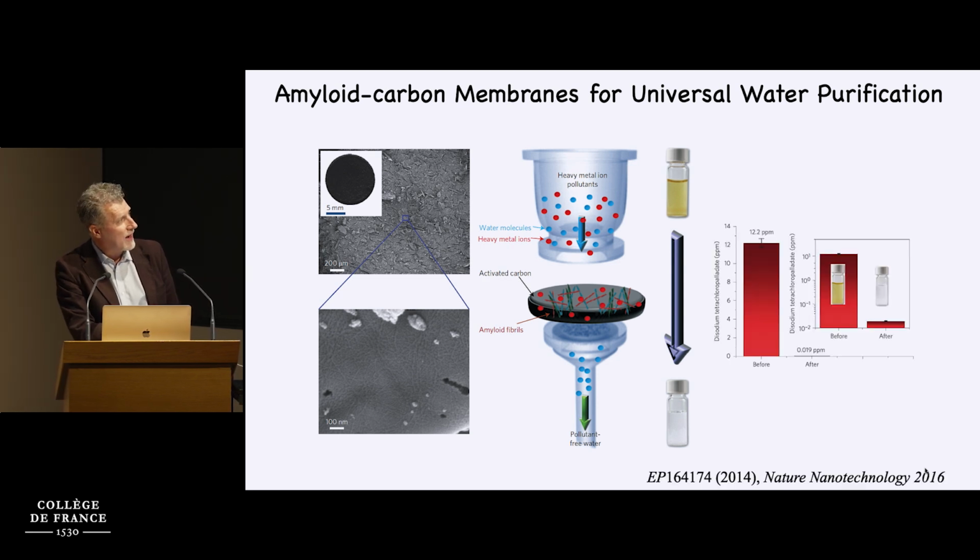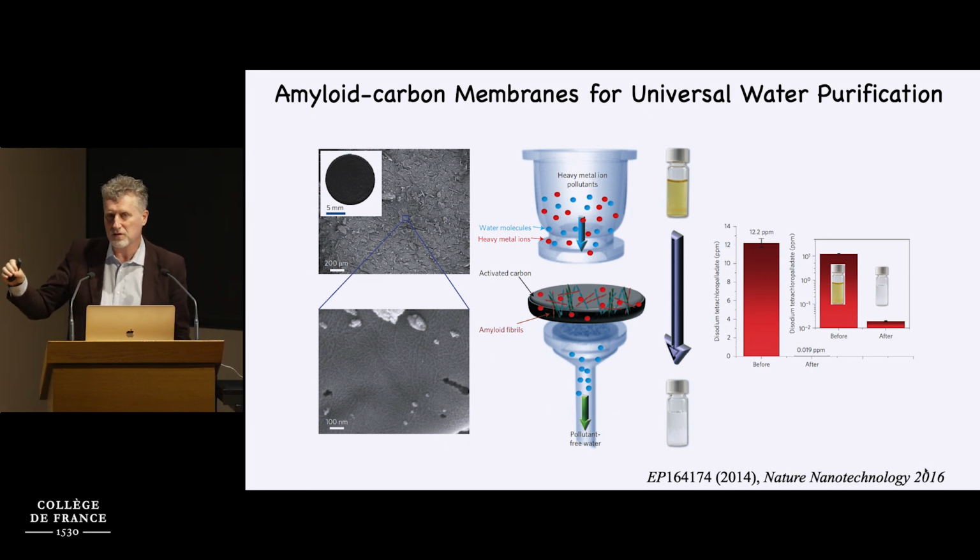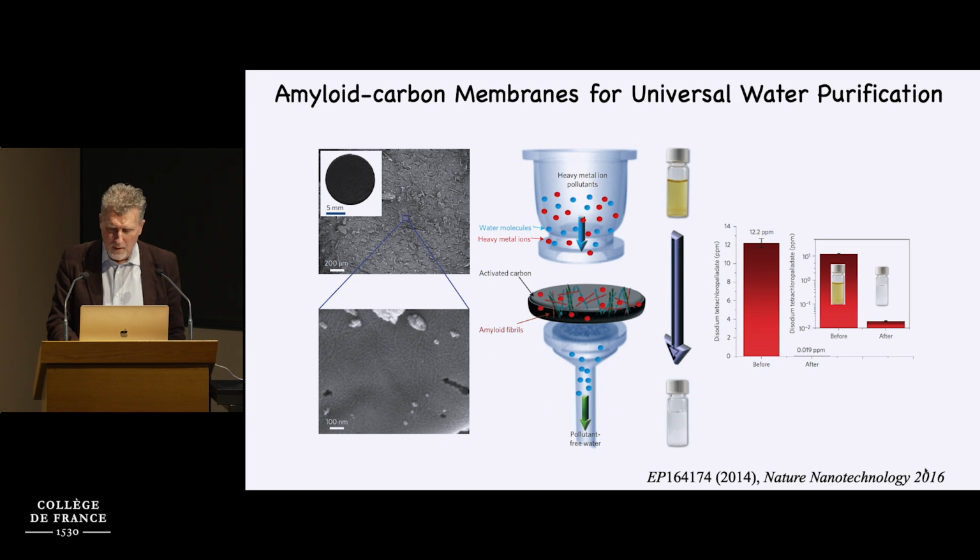And I have the scale here. So this feeding solution is 12 parts per million, and you see after one single passage, you go to 0.02 parts per million. So there are 3 orders of magnitude. This is a log scale. So that tells you the efficiency at which you remove heavy metal ion, palladium in this case, is around 99.9%.